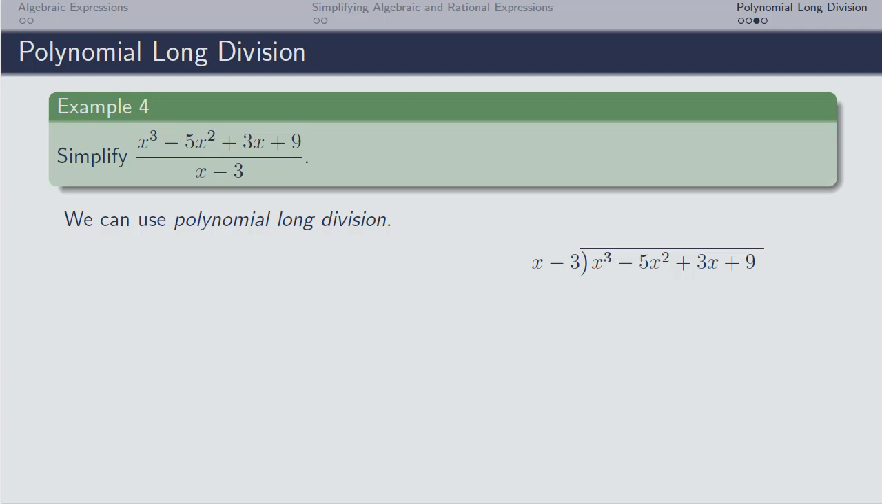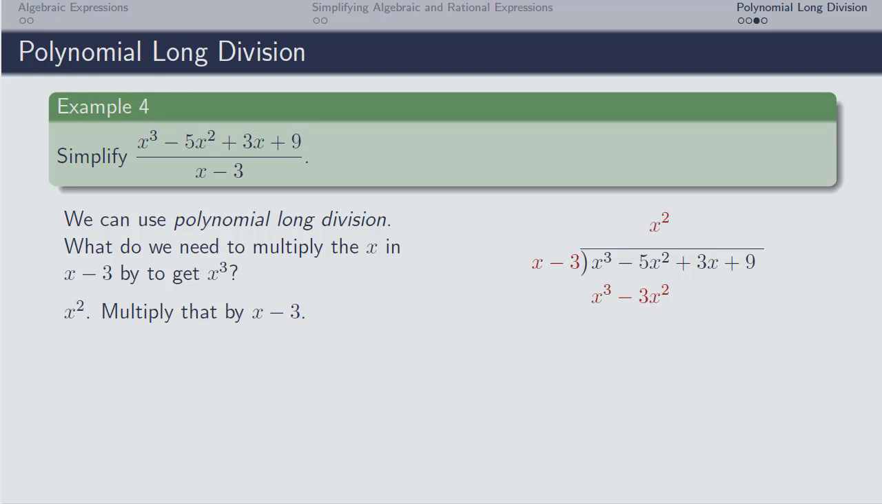So what I want to do first is think about what do I need to multiply the x in x minus 3 by to get x cubed? Well, that's not too hard, right? That's just x squared. So I write x squared above the x squared column there under the division sign, right? And then I multiply x squared times the thing that I'm dividing, right? X minus 3. So that's going to be x cubed minus 3x squared. And the next thing I do is subtract.